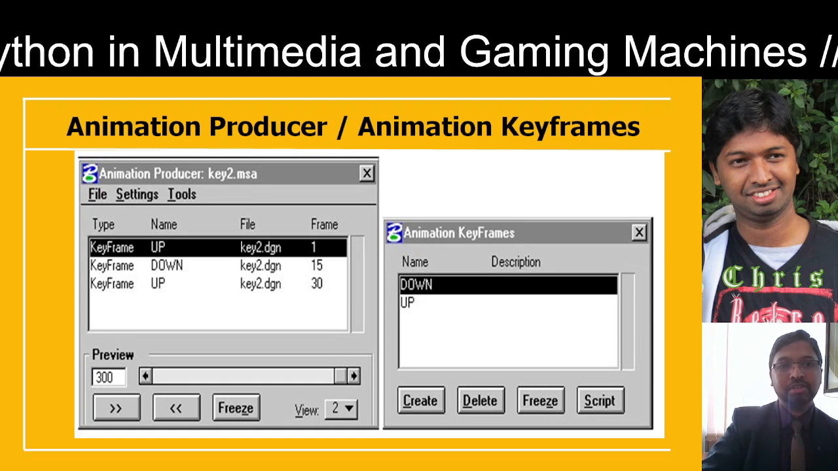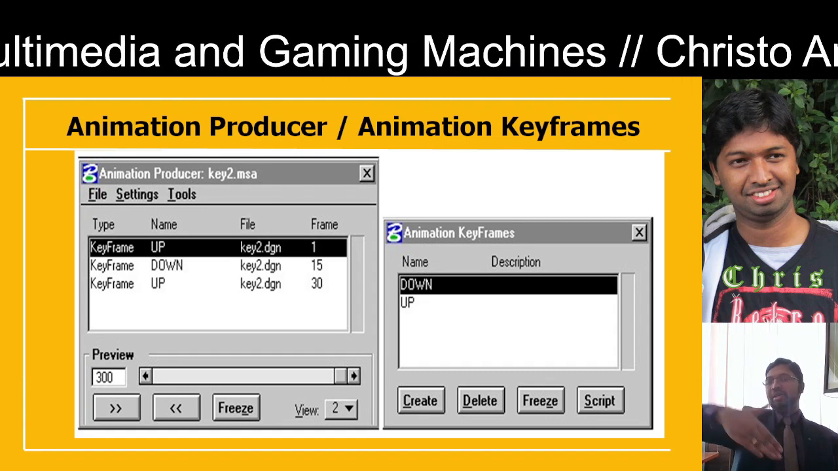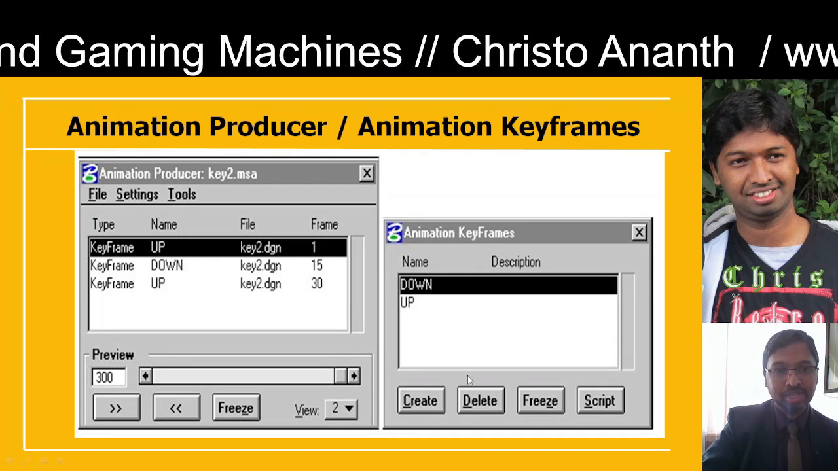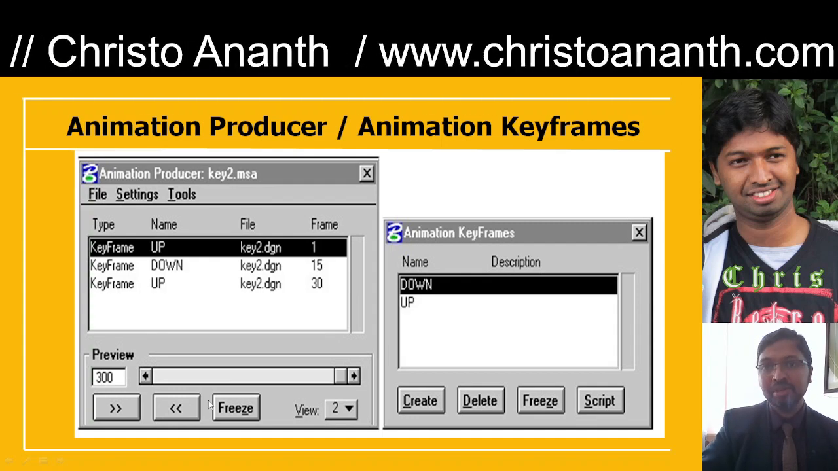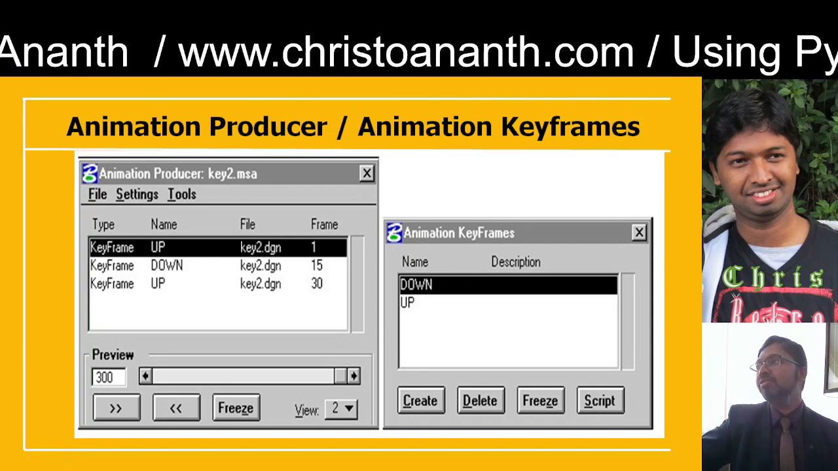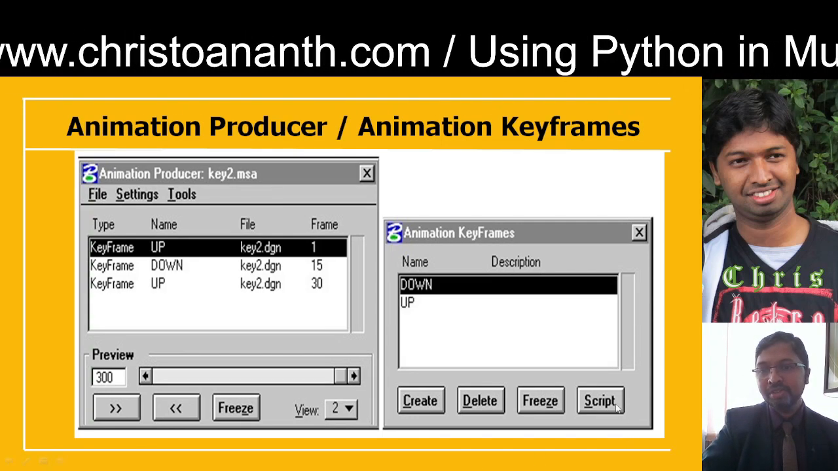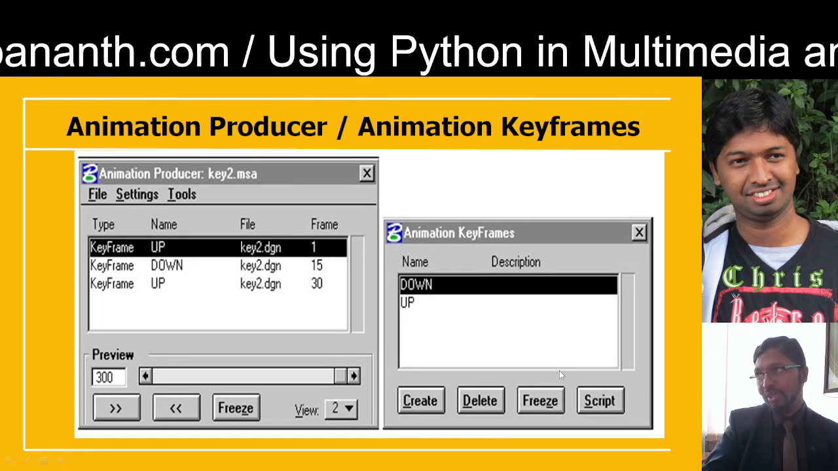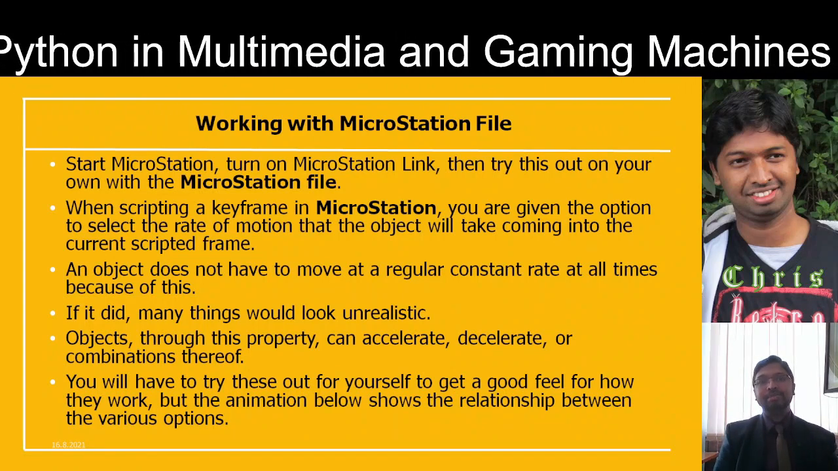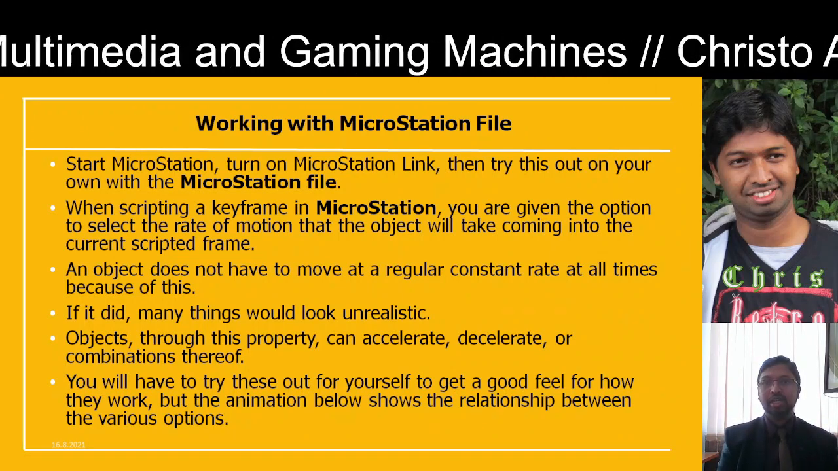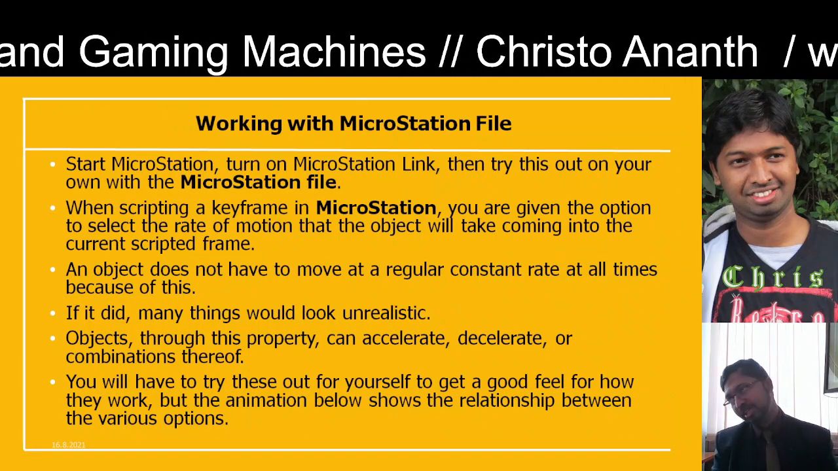In the animation producer, you can have the keyframe up, down, and you can have a preview. Left side, right side, you can freeze, you can stop. Keyframes also, up and down, you can freeze. Everywhere, if you can see, it is pointing to the script file, so it's editable. You can start MicroStation, turn on the MicroStation link, and of course you can try it with your own MicroStation file even.